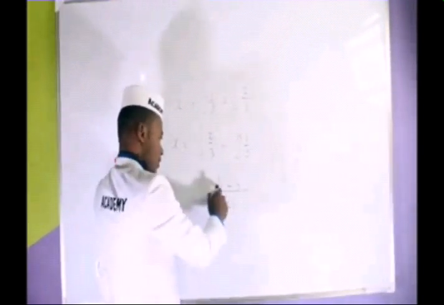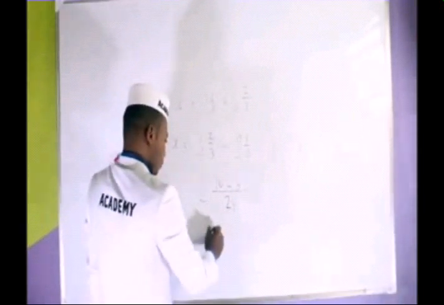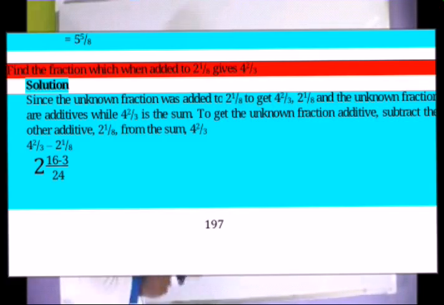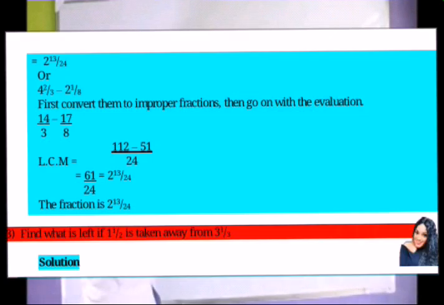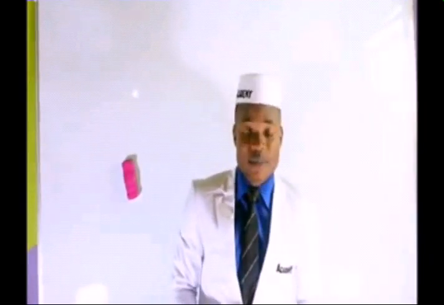2 whole number 16 minus 3 gives us 13. 13 over 24. So the additive x is 2 whole number 13 over 24. This is the number that we're going to add to 2 whole number 1 over 8 to get 4 whole number 2 over 3. Move quickly to the next example there.